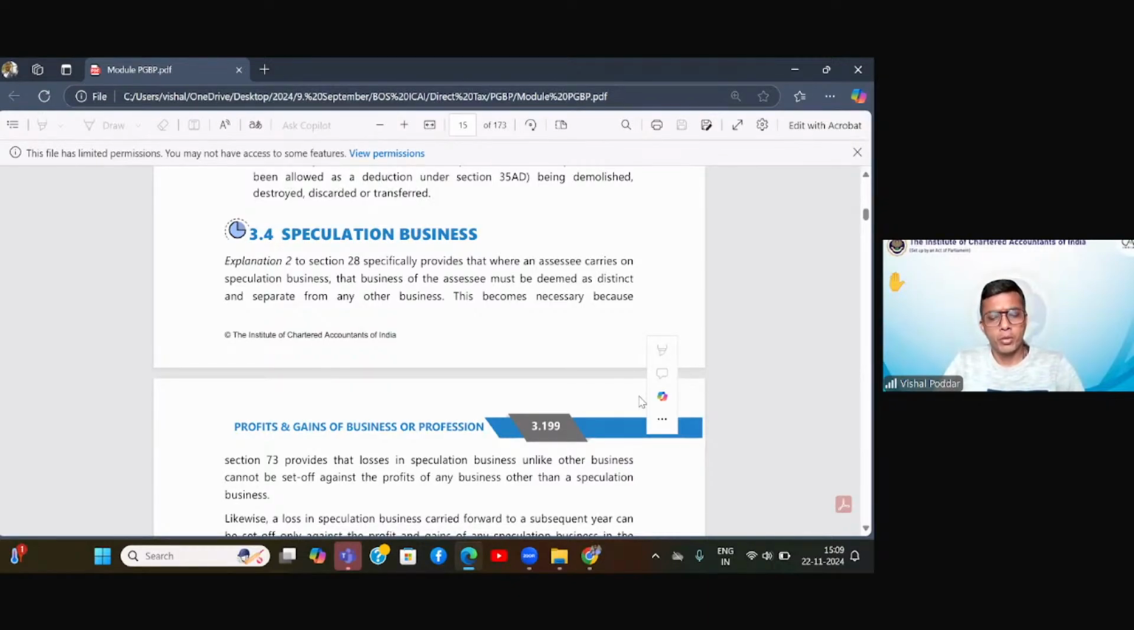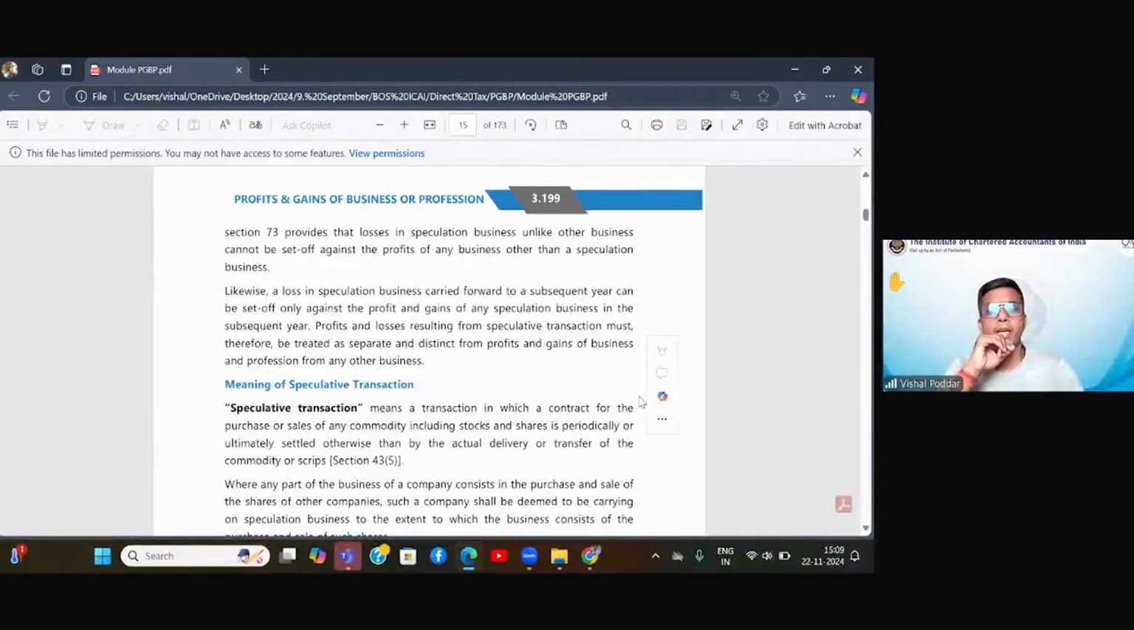Now, many times when we use this word speculation or speculative, the first thing that comes to your mind is the share market. And we believe that whatever we are doing in the stock market or share market is speculative. The answer is no. I repeat, the answer is no. Not everything is a speculative business. Then what is a speculative business? For this, they have given a definition of speculative business.